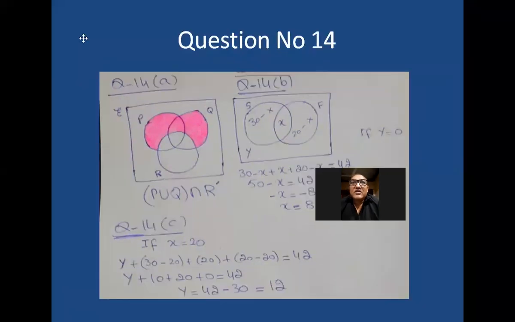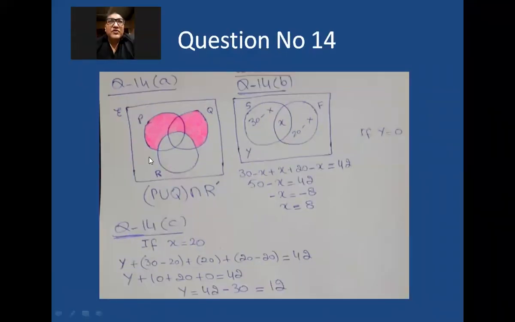Okay. So this is question number 14, part A. You can see (P union Q) intersection R complement. R complement means you remain outside the R circle. The outside of the R circle is this whole thing, but we don't shade all of it. You take outside R that portion which is common with P and Q. So this is it, I have shaded it. I hope you have understood.